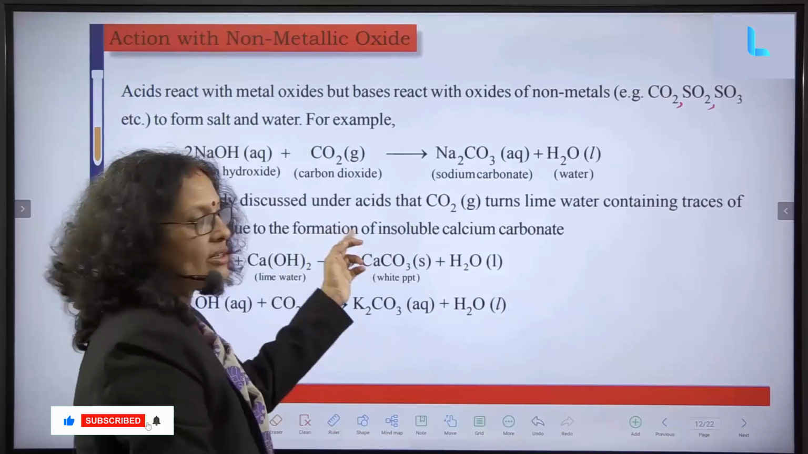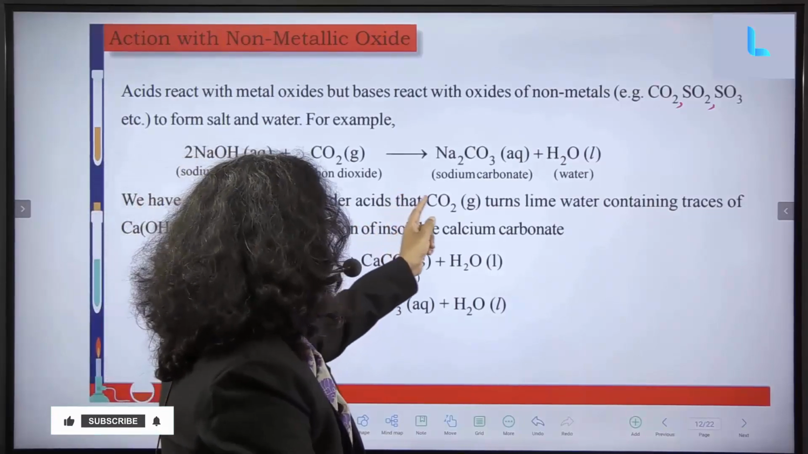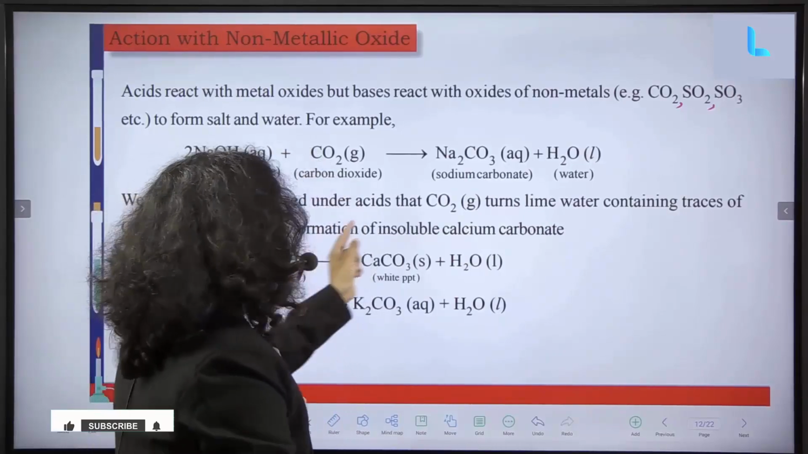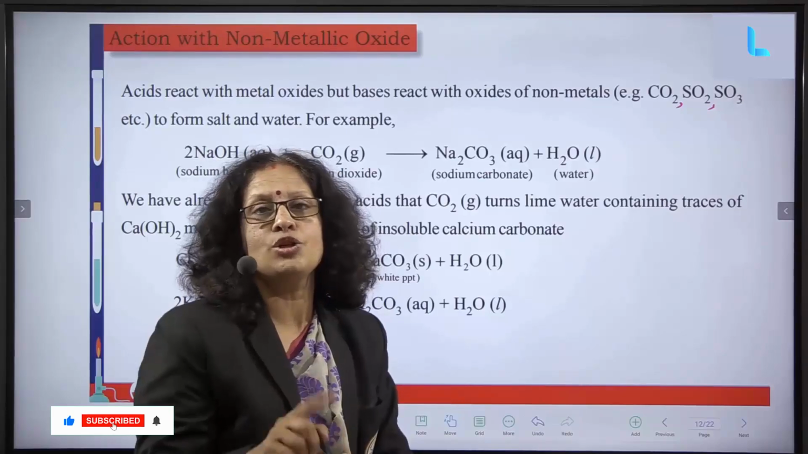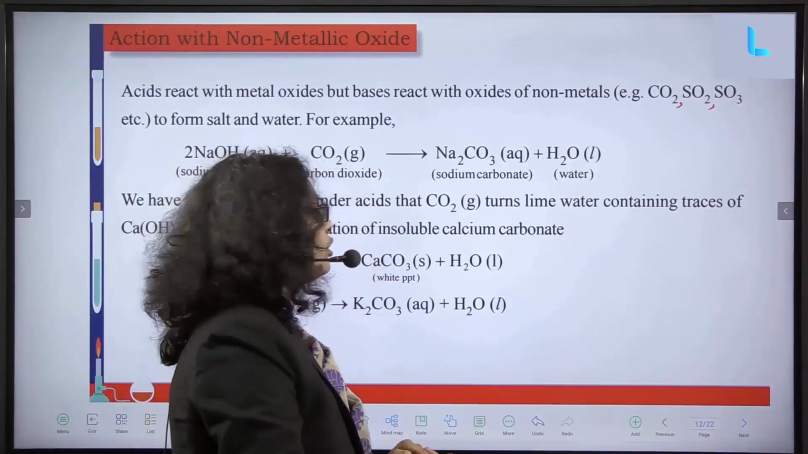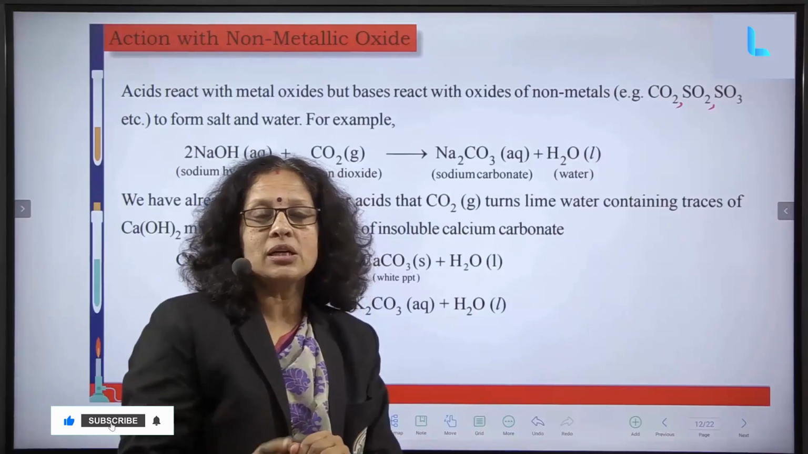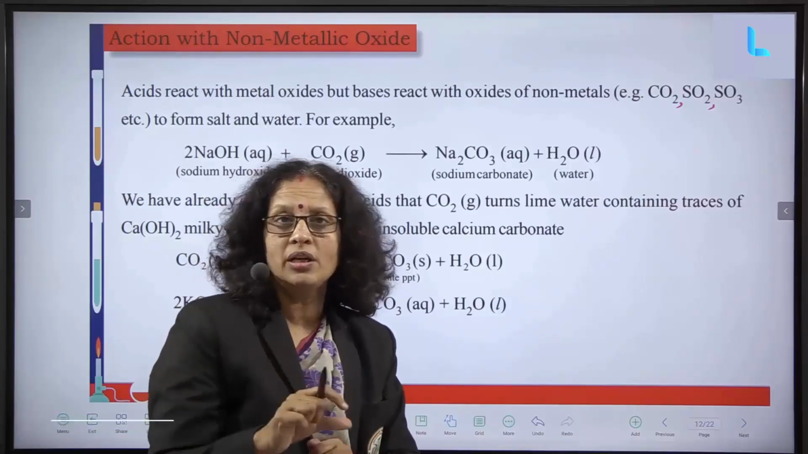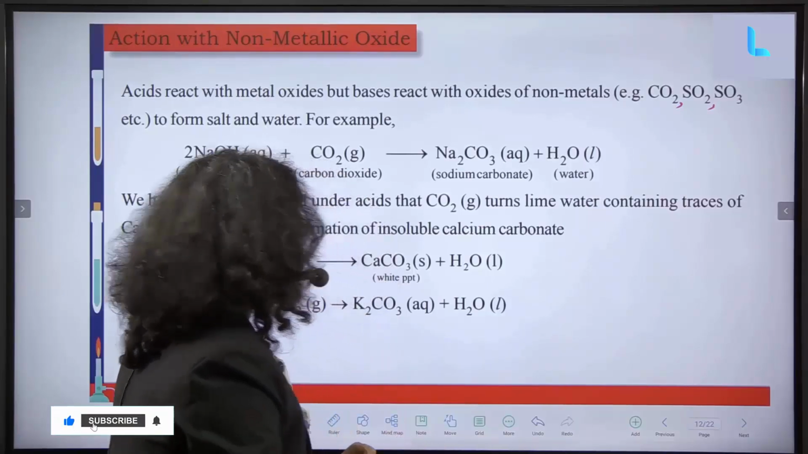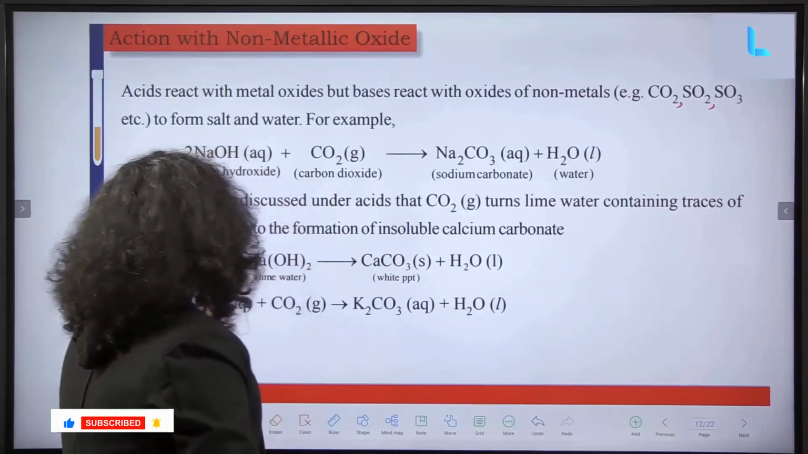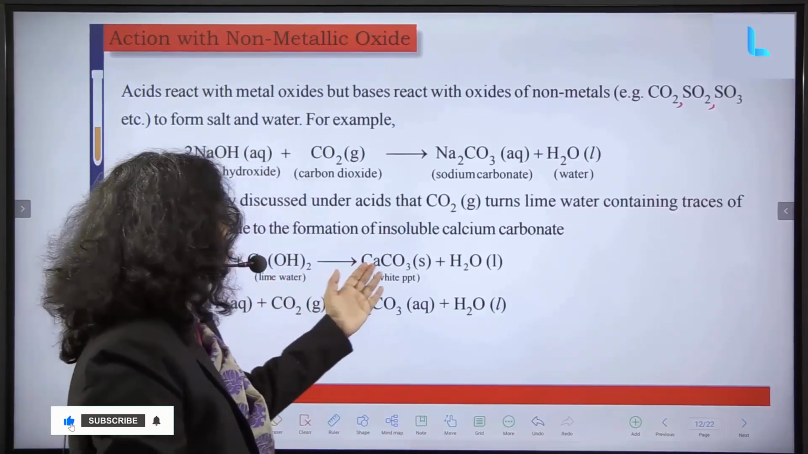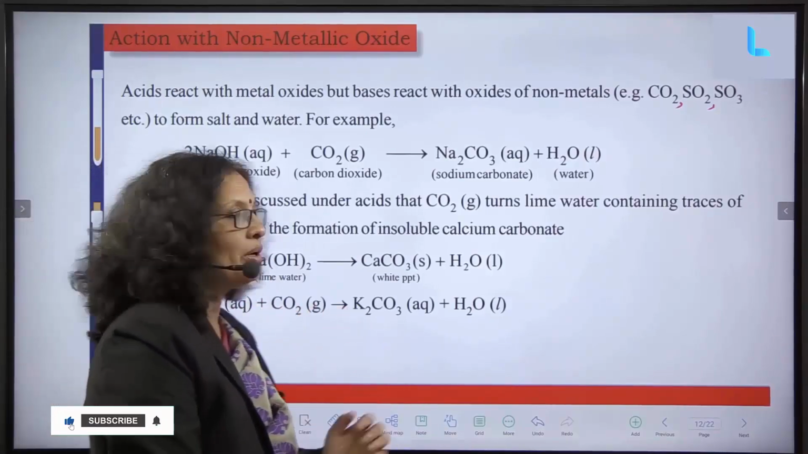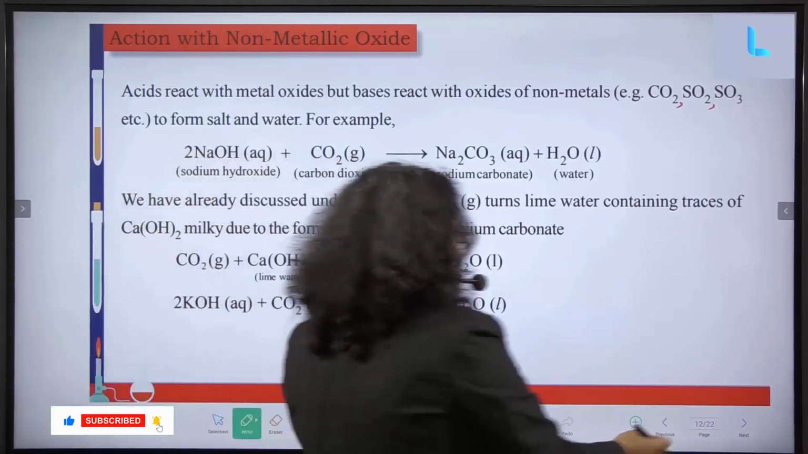Now we have already discussed under acids that carbon dioxide turns lime water, containing traces of calcium hydroxide, milky due to the formation of insoluble calcium carbonate. Why does lime water turn milky? Because that milky color precipitate is calcium carbonate, which is insoluble in that solution. That is why it separates as a precipitate and you see a milky solution. So carbon dioxide reacting with calcium hydroxide gives calcium carbonate, a white precipitate. In the same way, potassium hydroxide reacts with carbon dioxide to give potassium carbonate and water.